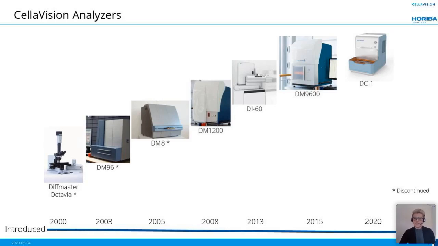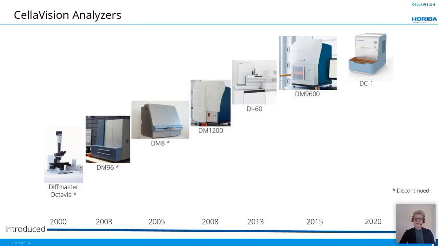But as I said, we need to be up to date. So around 2015 it was time to release a big instrument, but on our new platform. So we released the DM9600, which is the sibling to the DM96. That is our large system that has continuous feed and runs up to 8 magazines at once.